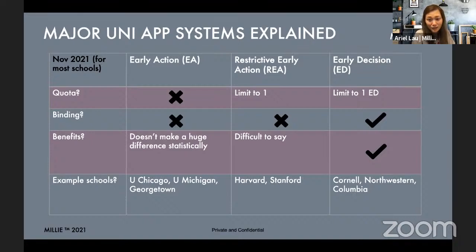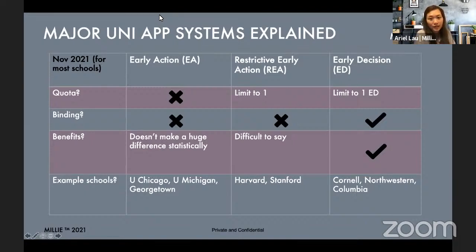Then you might ask, so what's the benefit? It seems pretty loose, right? Statistically, early action doesn't really make a huge difference in terms of admission rates, but it's definitely a good show to your desired university that you're ready to apply, and that you're interested in their school enough to place it in the early action route. Some of the schools that offer early application, like U Chicago, U Michigan, Georgetown, all have the EA scheme. So if you're interested, feel free to explore a little bit more.